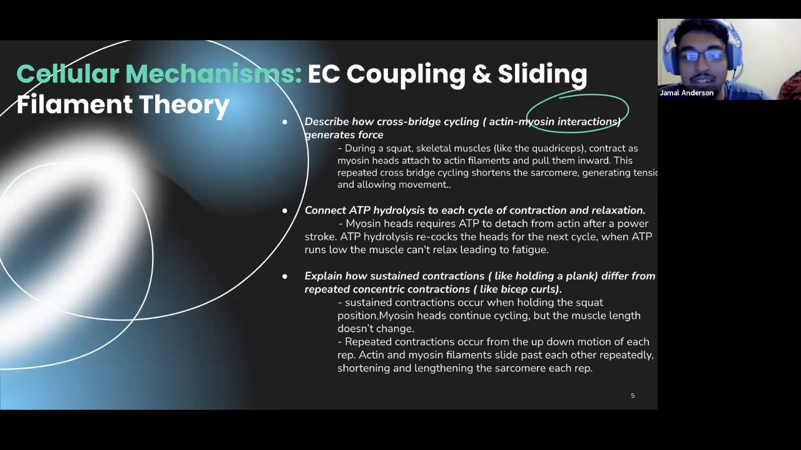Myosin heads require ATP to remove themselves from actin after a power stroke. ATP hydrolysis recocks the heads for the next cycle. And when ATP runs low, the muscle cannot relax, which leads to fatigue.